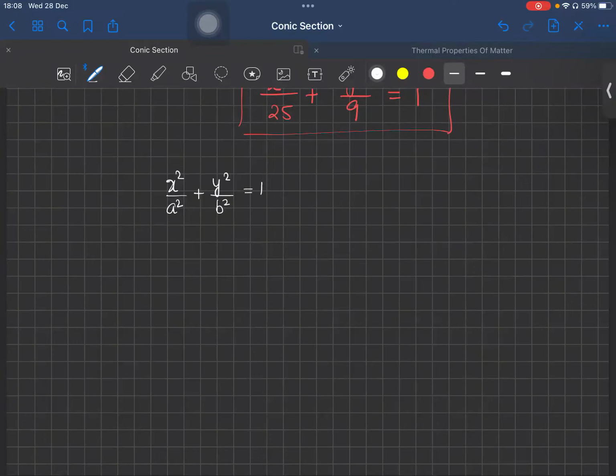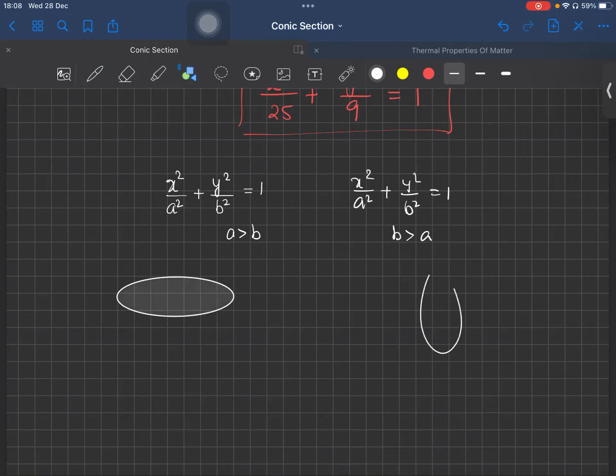So here a is your major axis and b is your minor axis. And in another equation, when a is greater than b, x square upon a square plus y square upon b square is equal to 1. If b is greater than a, the ellipse will look like this. So this is this ellipse and this is this ellipse.